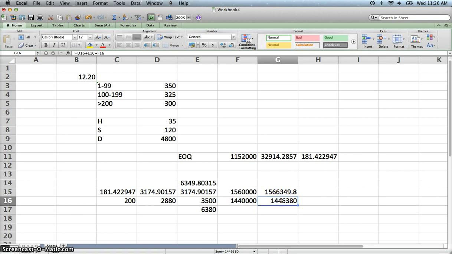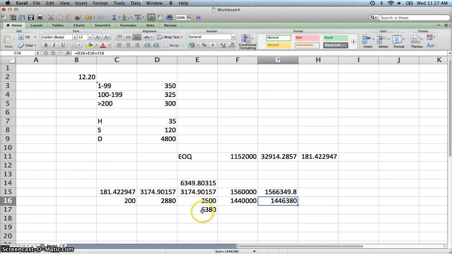What are we at here? So this one is 1,566,349, 350, as compared to 1,446,380. So we are better off in basically violating economic order quantity, even though that gives us managing our inventory at the lowest cost possible.